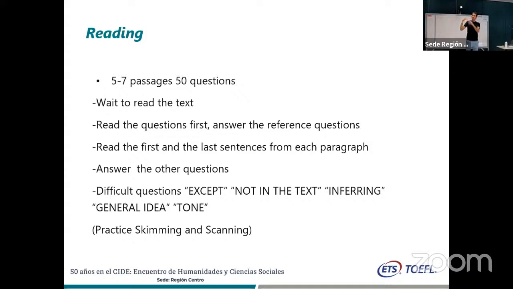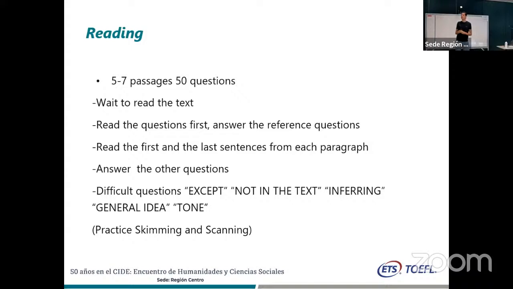Okay? So you check the questions, you read the first and last line, and then you can answer the questions. And you can read, if you want some detail, looking for detailed information, but this is it. And the difficult questions, you can leave them until the end.